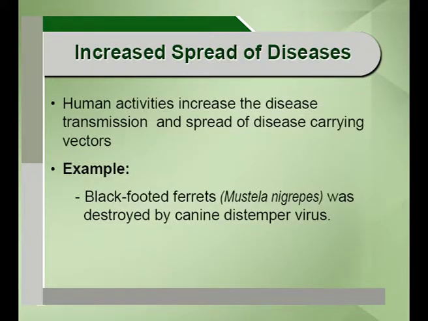The next direct driver of biodiversity loss is increased spread of diseases. We all know that human activities increase disease transmission and the spread of disease-carrying vectors. Diseases can reduce the size and density of vulnerable populations. An example is the black-footed ferret, Mustela nigripes, which was devastated by canine distemper virus.